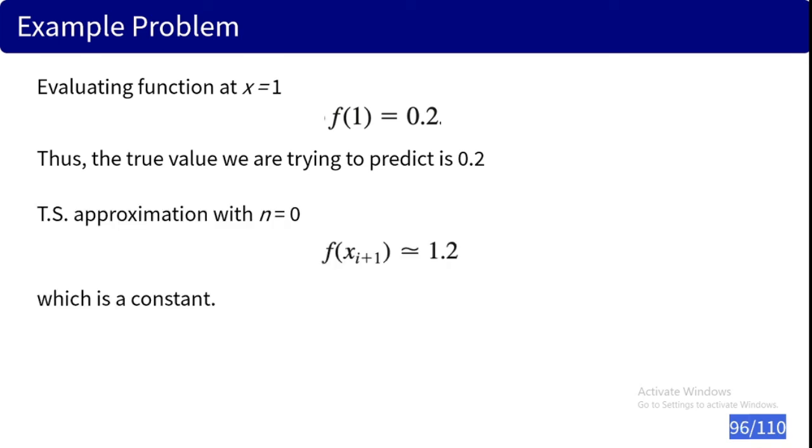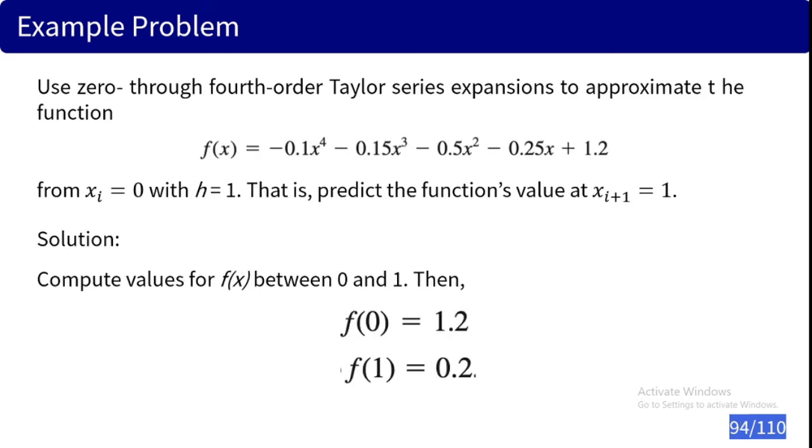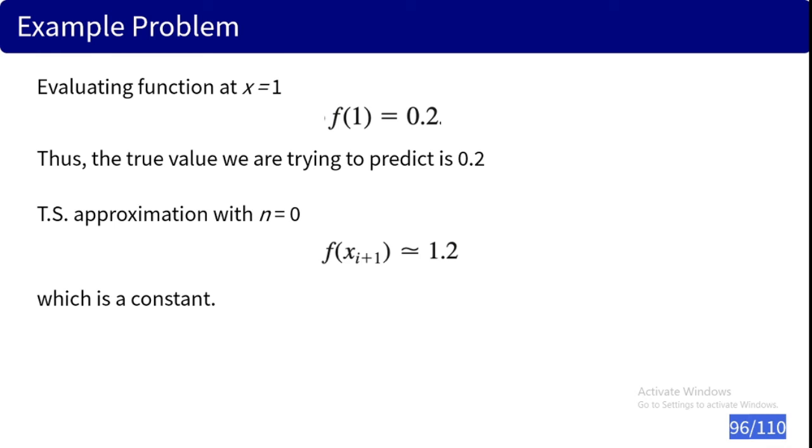Next is the Taylor series approximation with n equals 0. So unsa man siya? N equals 0 is the zero order approximation. So ang zero order approximation na to is approximately equal to 1.2, di ba? Naka-compute diri og 1.2 sa f of 0, which is a constant.